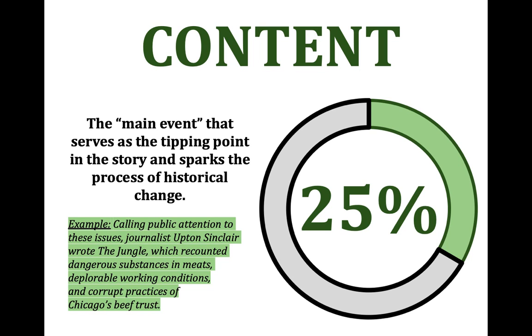So calling public attention to these issues, journalist Upton Sinclair wrote The Jungle, which recounted dangerous substances in meats, deplorable working conditions, and corrupt practices of Chicago's beef trust. So we have a key inflection point in this content section. We have a book that's published by Upton Sinclair.